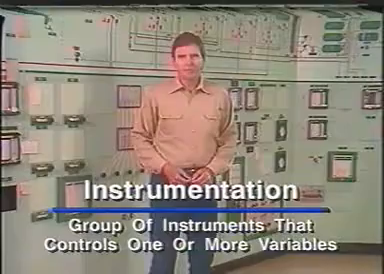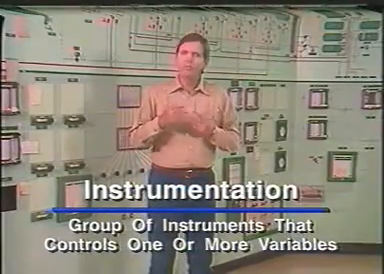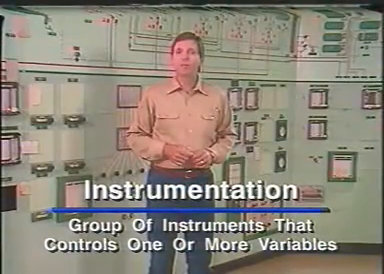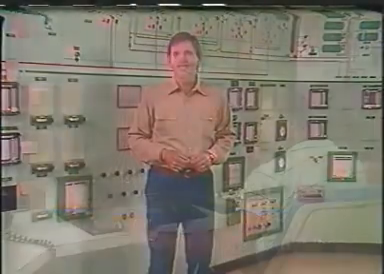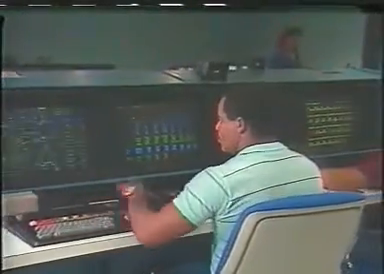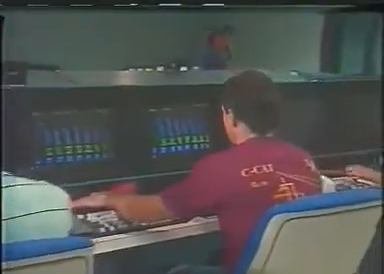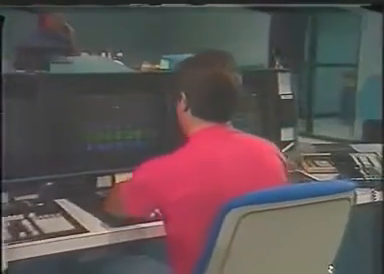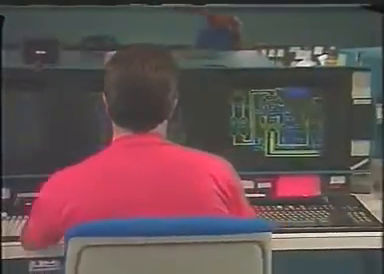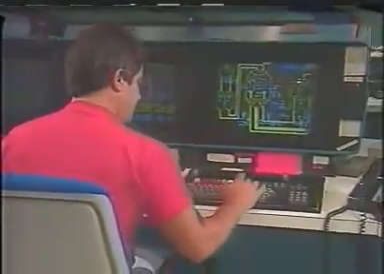A group of instruments that works together to control one or more variables in a process is called the instrumentation for that process. Process operators are responsible for keeping a process operating according to specifications. Operators need to know what jobs instrumentation performs and what the instruments can and cannot do automatically. Let's start by looking at some examples of why exact control of process variables is necessary.